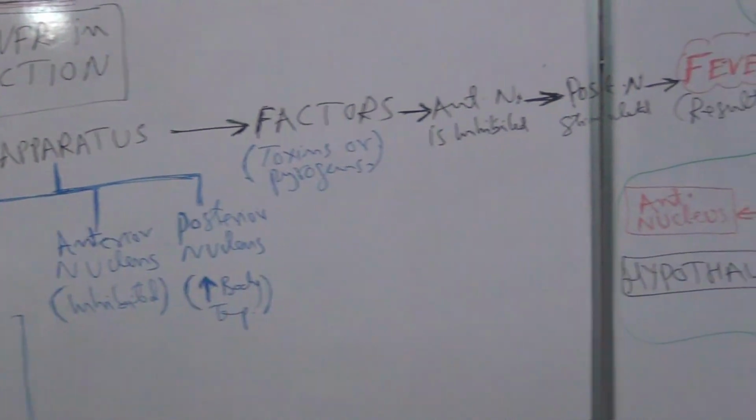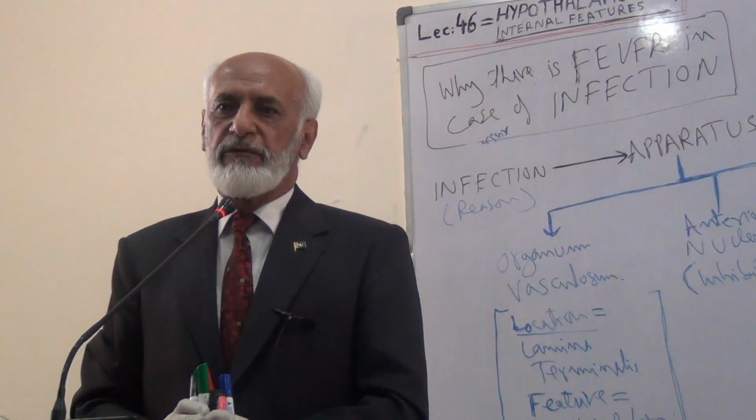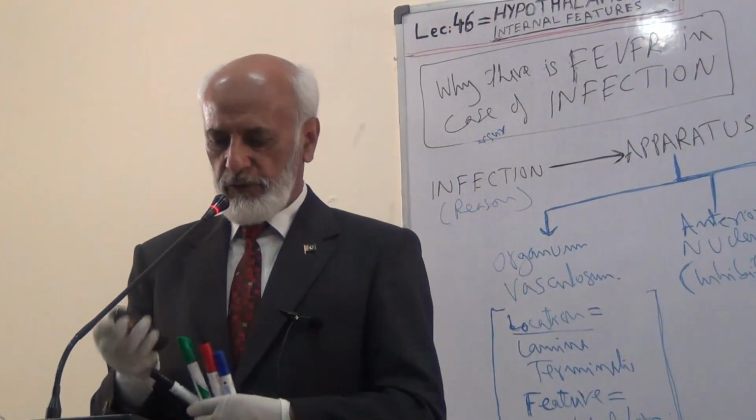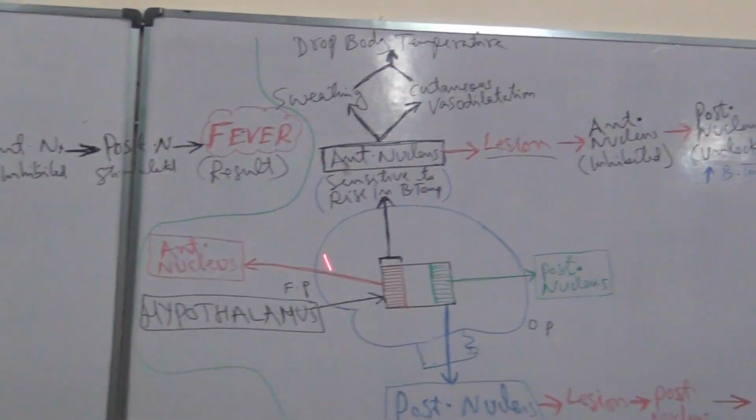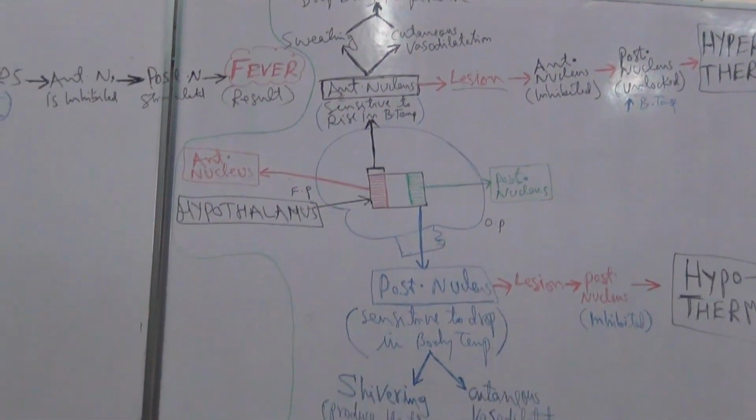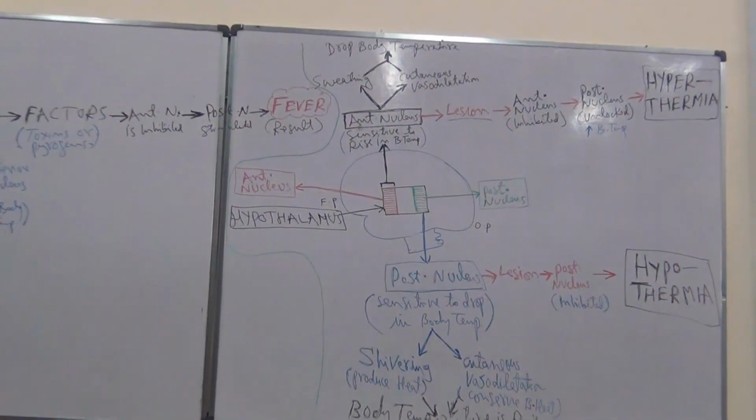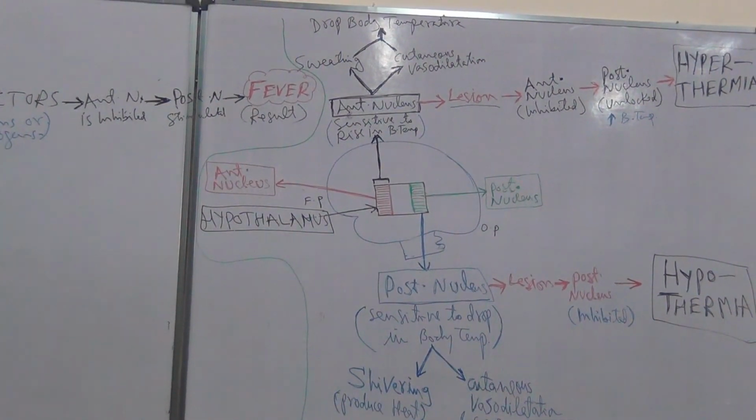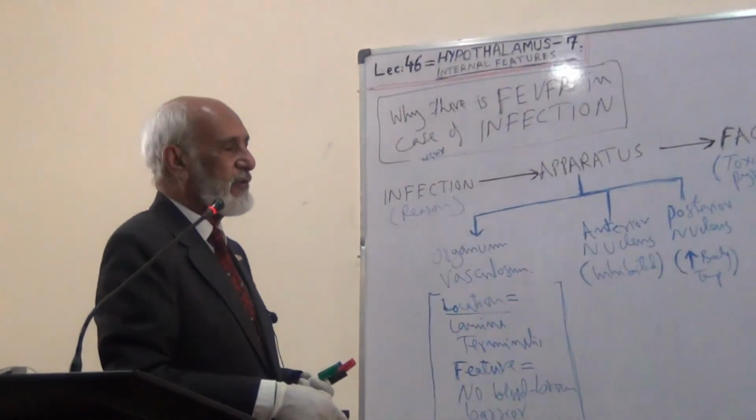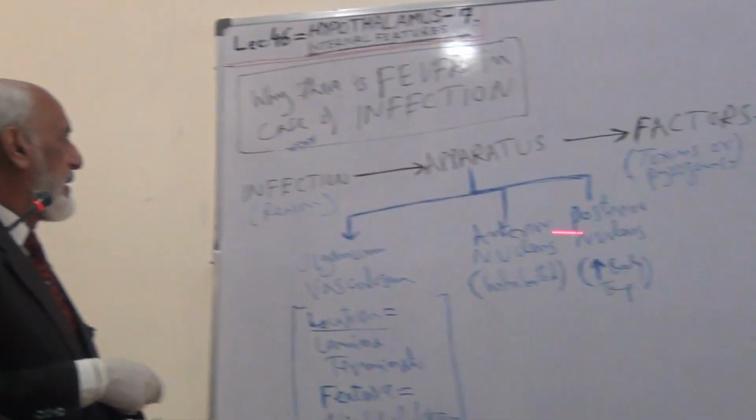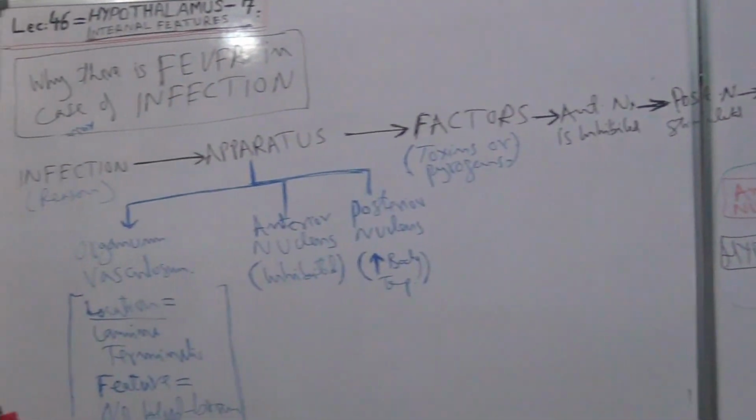So in today's lecture we talked about the mechanism of temperature regulation, and with the help of this useful diagram, this process is summarized, and it will be very easy for revision to save time just before the viva. And second, the question of why there is fever in case of infection, what is the reason for it? It is explained with the help of this summary.